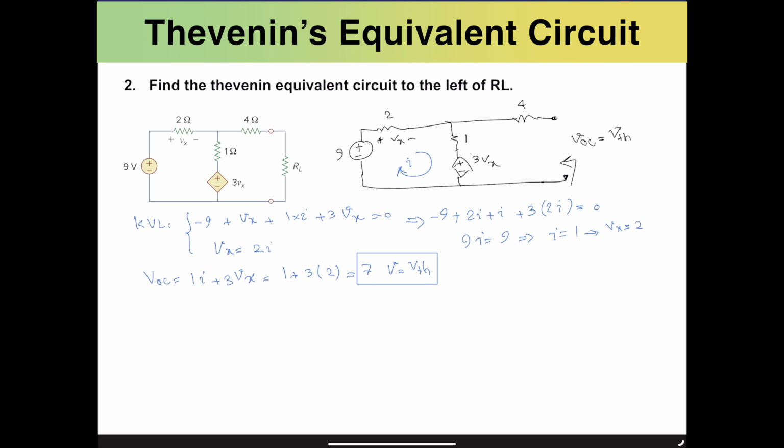So let's move on and try to find out what is the equivalent resistance seen across this RL. So we need to first nullify all of the independent sources. In this case, this voltage source is going to turn into a short circuit, and replace this RL with a fictitious voltage source. And let's simplify that at the bottom.